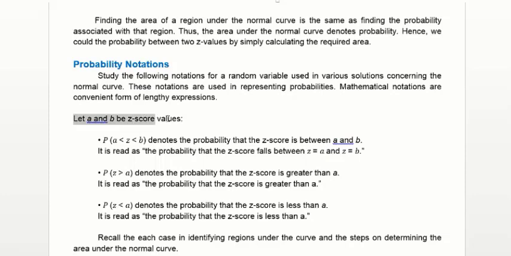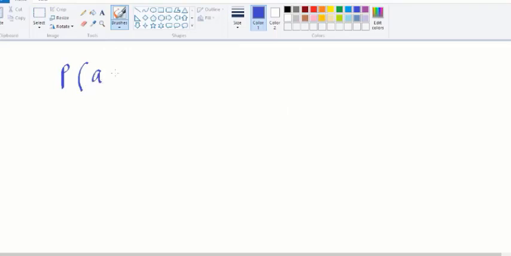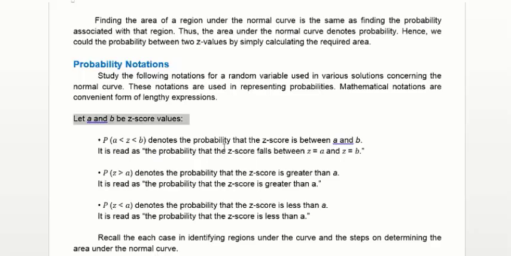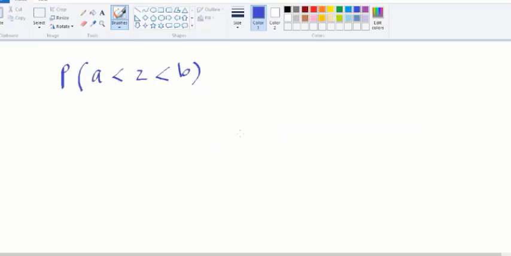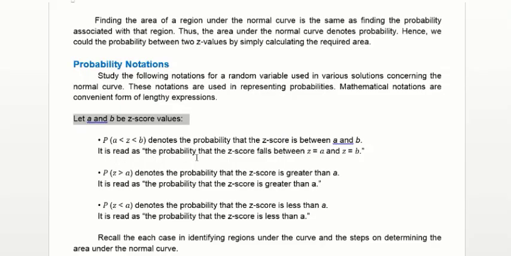So let A and B be z-score values. The probability A is less than Z, but Z is less than B, denotes the probability that the z-score is between A and B. It is read as the probability that the z-score falls between Z equals A and Z equals B.